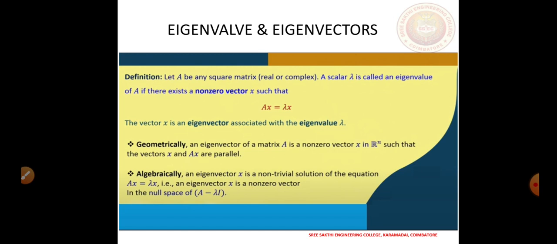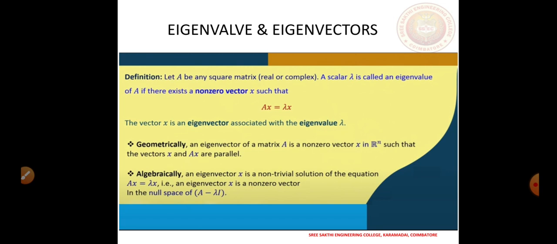Definitions here. Let capital A be any square matrix. The entries of the matrix capital A can be real or complex. A scalar lambda is called an eigenvalue of capital A if there exists a non-zero vector, that is also important here, a non-zero vector x such that Ax is equal to lambda x. So exactly, it is parallel to what we have just seen in the previous example.